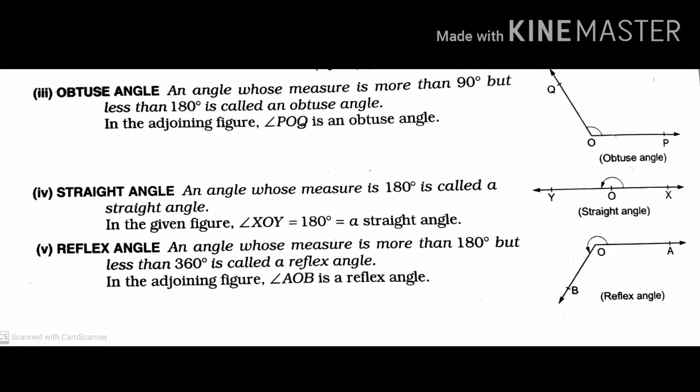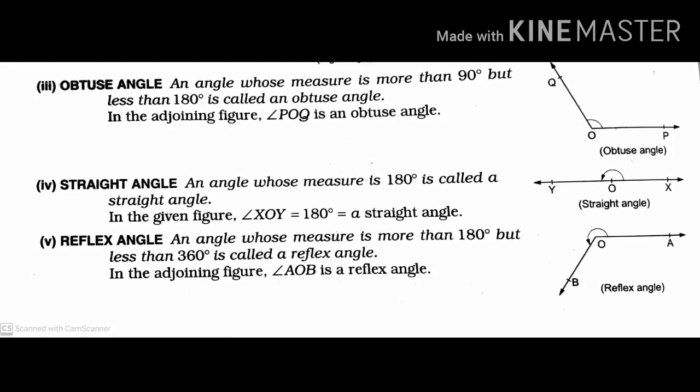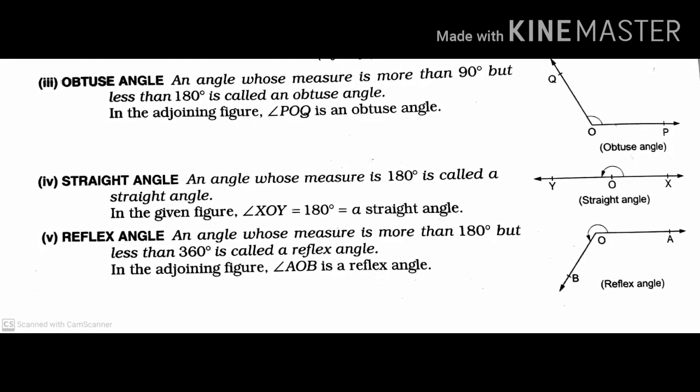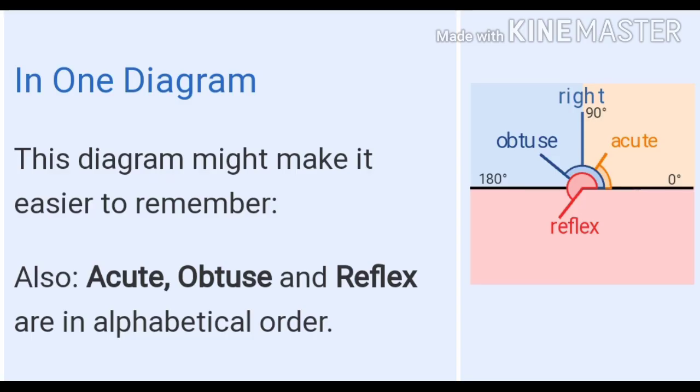Reflex angle: an angle whose measure is more than 180 degree but less than 360 degree is called a reflex angle. Next is complete angle: an angle whose measure is 360 degree is called a complete angle. And zero angle: an angle whose measure is 0 degree is called a zero angle. Now see in the given diagram, it's so easier to remember all the angles. The orange lines give us acute, blue line the right angle. Again with the blue we are showing obtuse, straight angle and 0 degree by a black line, and the red line reflex angle. Okay, just to help you to remember it.